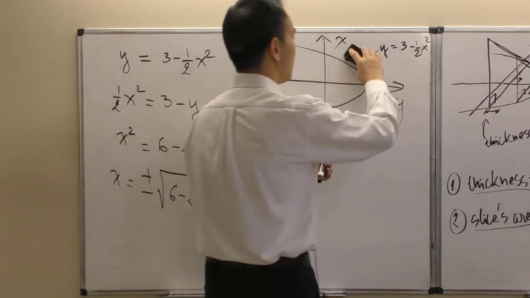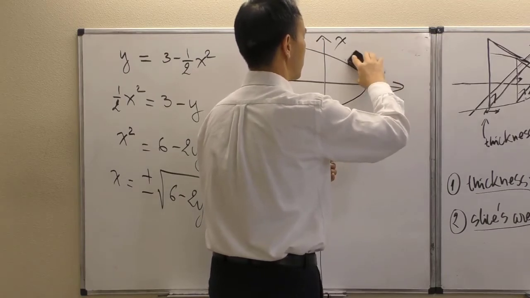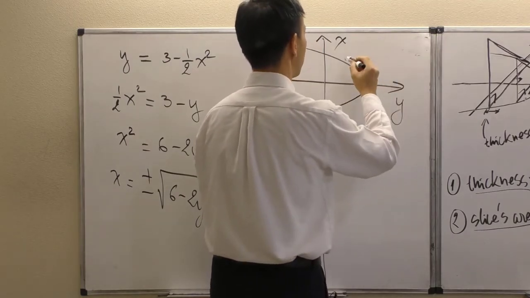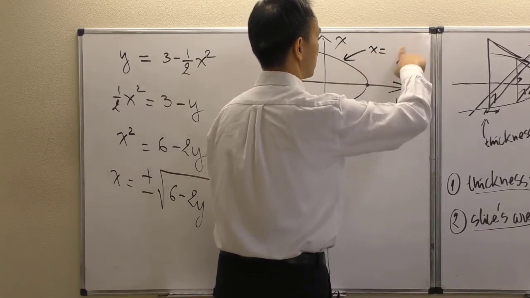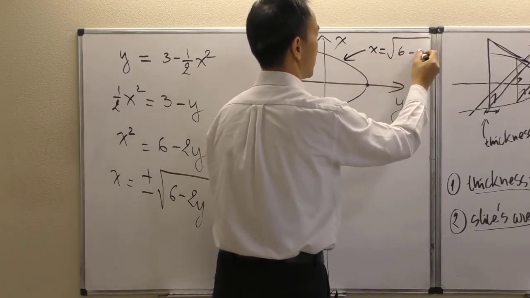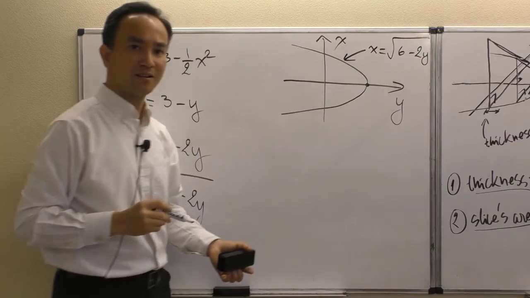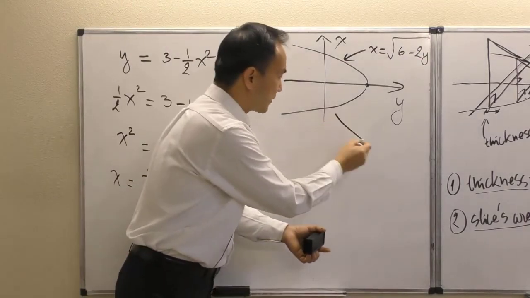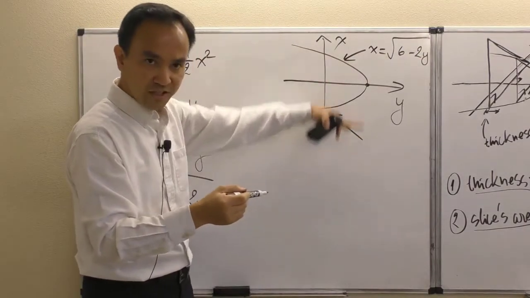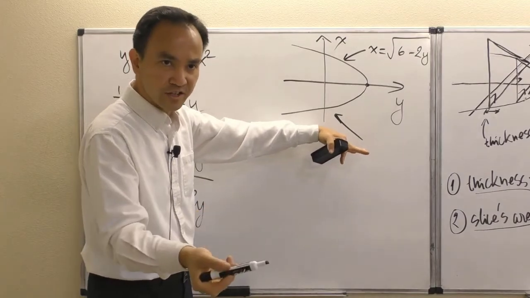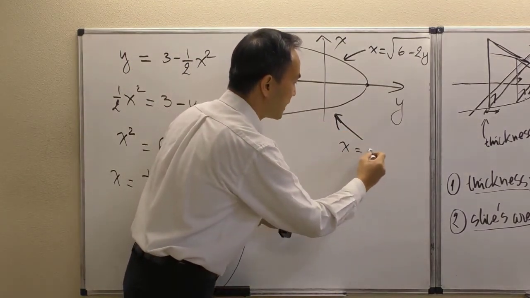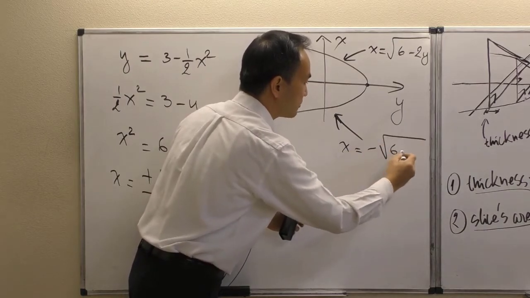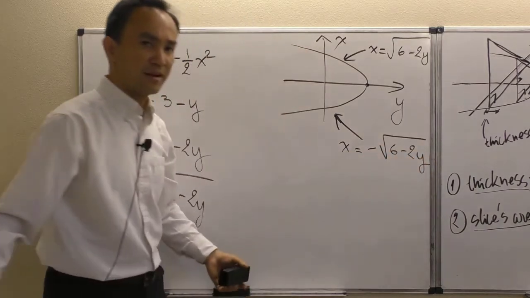So now I can label this curve. The positive side, I can relabel that. This is x equals a positive square root of 6 minus 2y. And then the bottom curve right here, the way the picture is oriented, is the curve x equals negative square root of 6 minus 2y. Now we have two curves.